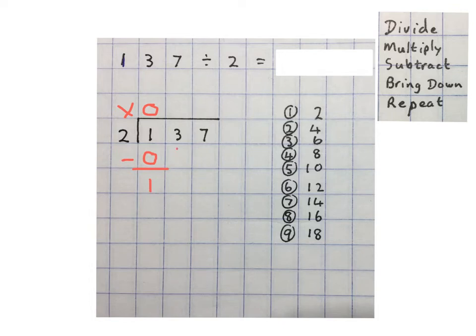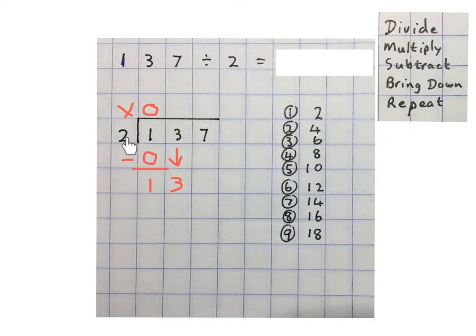Then you bring down the first number next door, which is 3. And that gives you 13. Now you went through your pattern once. You divided, you multiplied, you subtracted, and you brought a number down. Now you repeat.